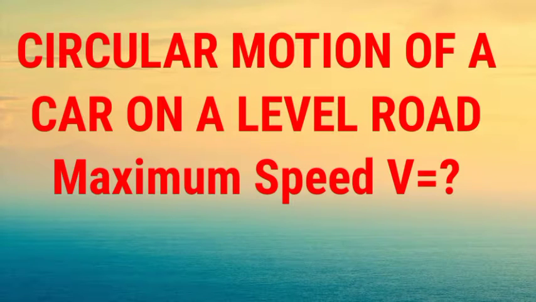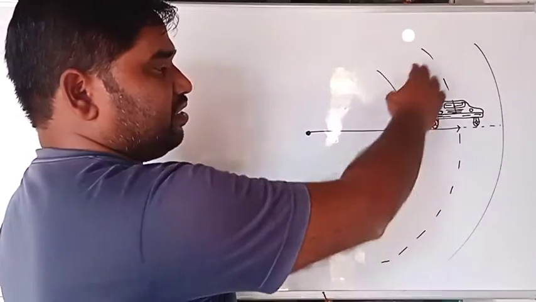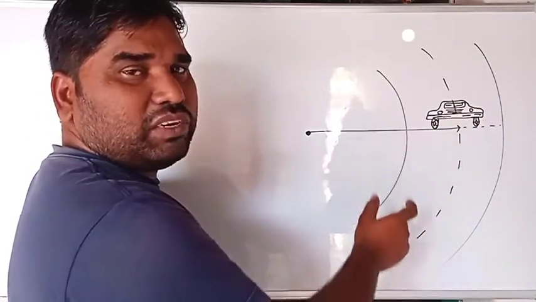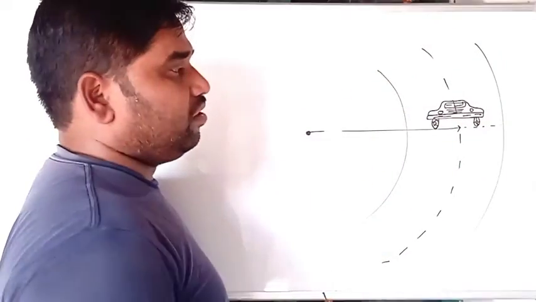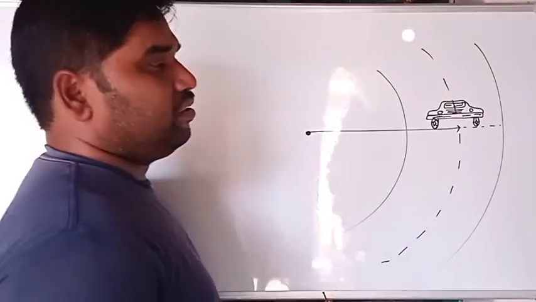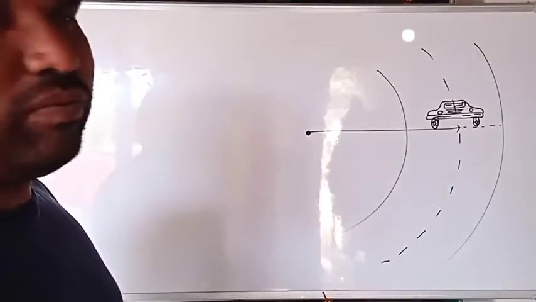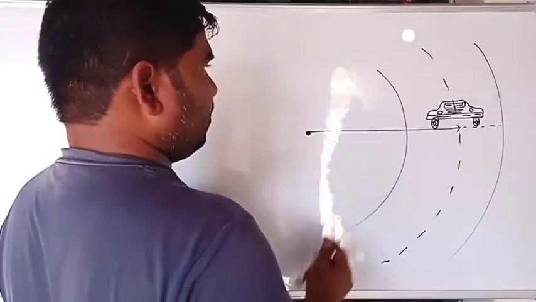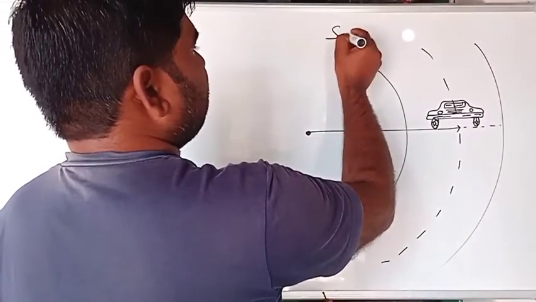Hi students, today we will discuss circular motion of a car on a level road. What is the maximum speed v without getting skid? That is the question to us. Look at this diagram. This is a circular track. On the circular track without skidding, what is the maximum velocity of the car?